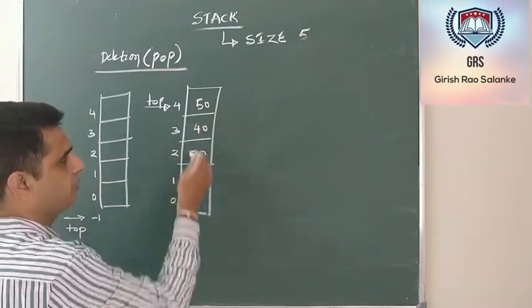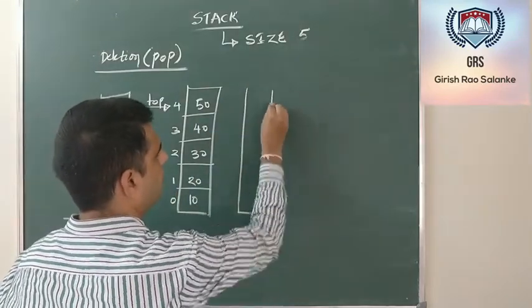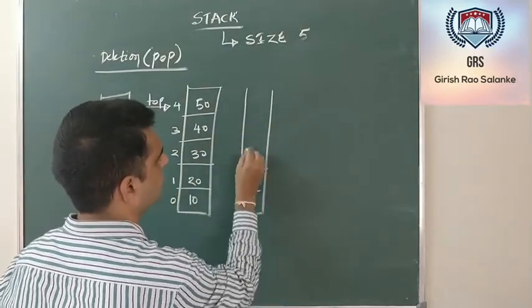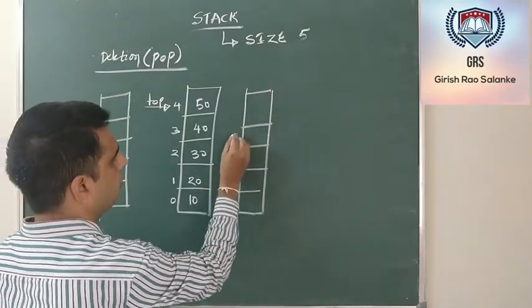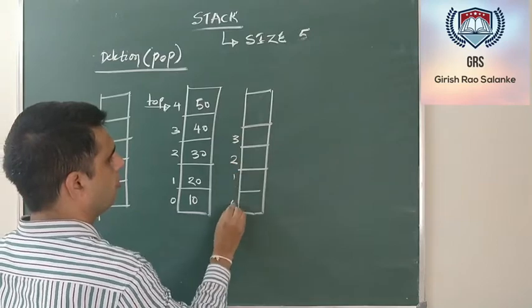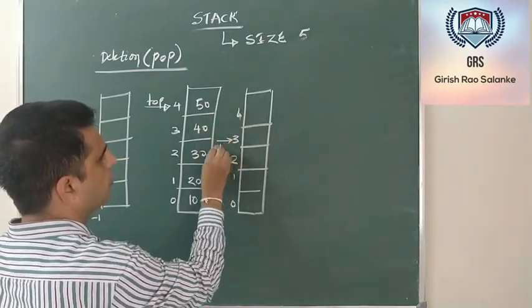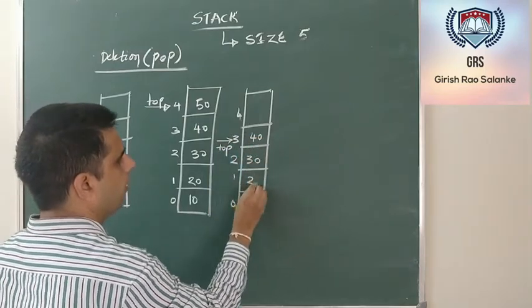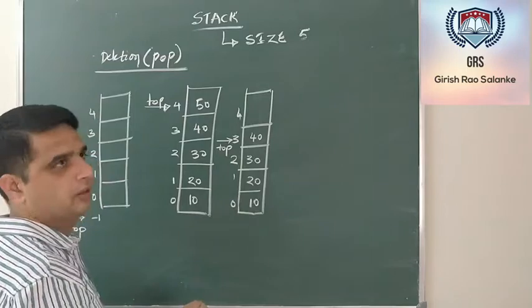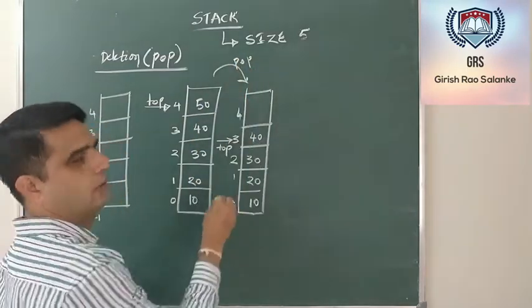That is, after performing a pop operation on this stack, my stack should look something like this. 50 gets deleted. If 50 gets deleted, my top should be pointing here. I will be left with 40, 30, 20 and 10. This is after one pop operation.